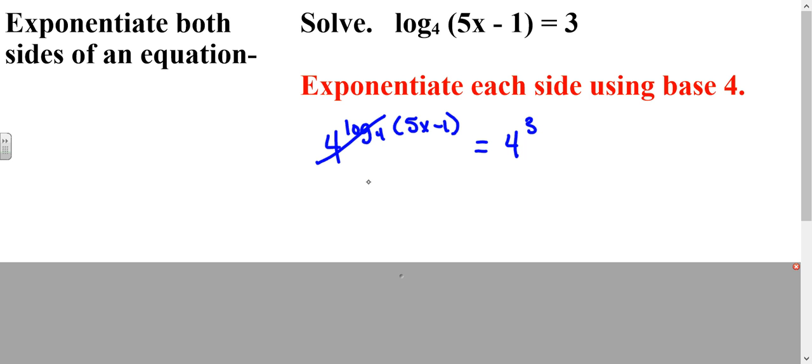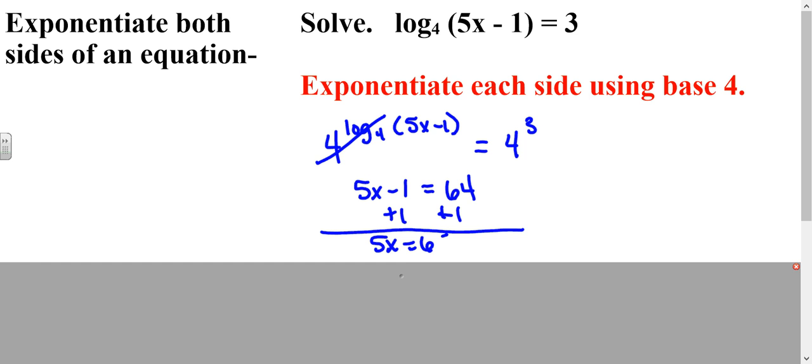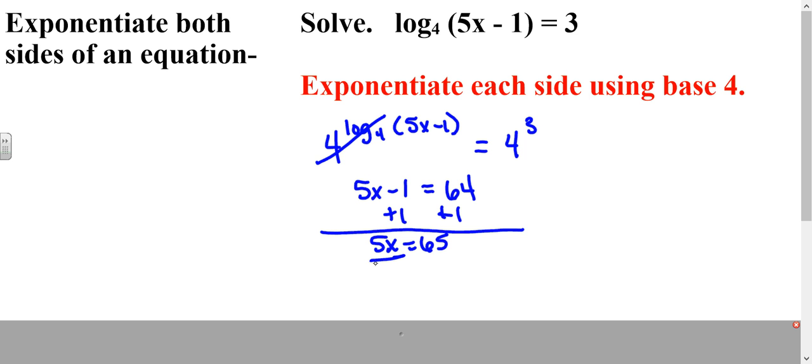And then we have 5x minus 1 equals 4 to the third power, which is 64. So then we're just solving for x, so we add 1 to both sides. So we get 5x equals 65. And then divide by 5. So x equals 13. And you can check your answer.